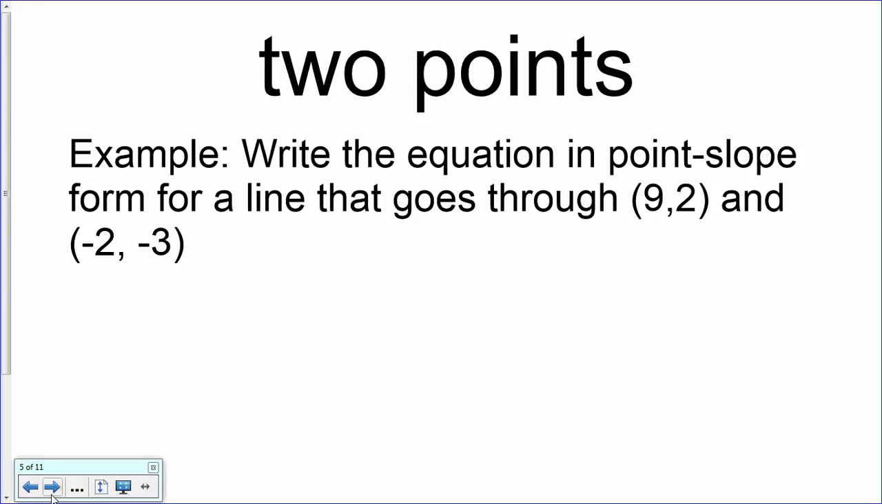Okay? Now what happens if they give you 2 points? Well, remember, for point-slope form, you need a point and a slope. You're good for the point, because you just have to pick one of the two. Doesn't matter which one. But they didn't give you a slope. Luckily, you have 2 points, so you can find the slope.